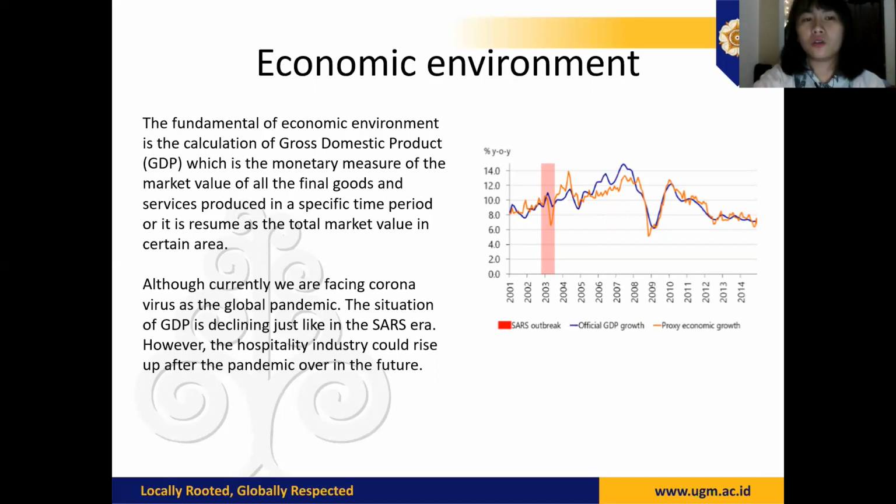region. Although currently we are facing coronavirus as a global pandemic, the situation of GDP is declining just like in the SARS era. However, the hospitality industry could rise after the pandemic in the future. Like we can see here, in 2003, during the SARS era, there was a decline for the GDP and also for the proxy economic growth. But in the years after, in 2004 and 2005, it got better and better. And hopefully it will happen to the coronavirus global pandemic also.